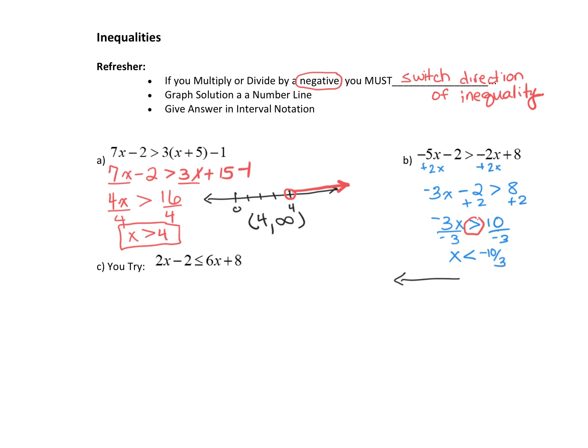So again, I don't have the equal to. Negative 10/3 is a little bit more than 3. So I'm going to make an open circle here. And I want to be less than that, so it's going to be shaded to the left. The interval notation then would be negative infinity up to negative 10/3, parenthesis. So try this one for a moment. Remember, if you divide by a negative, switch the direction. Pause your video and I will put the answer.